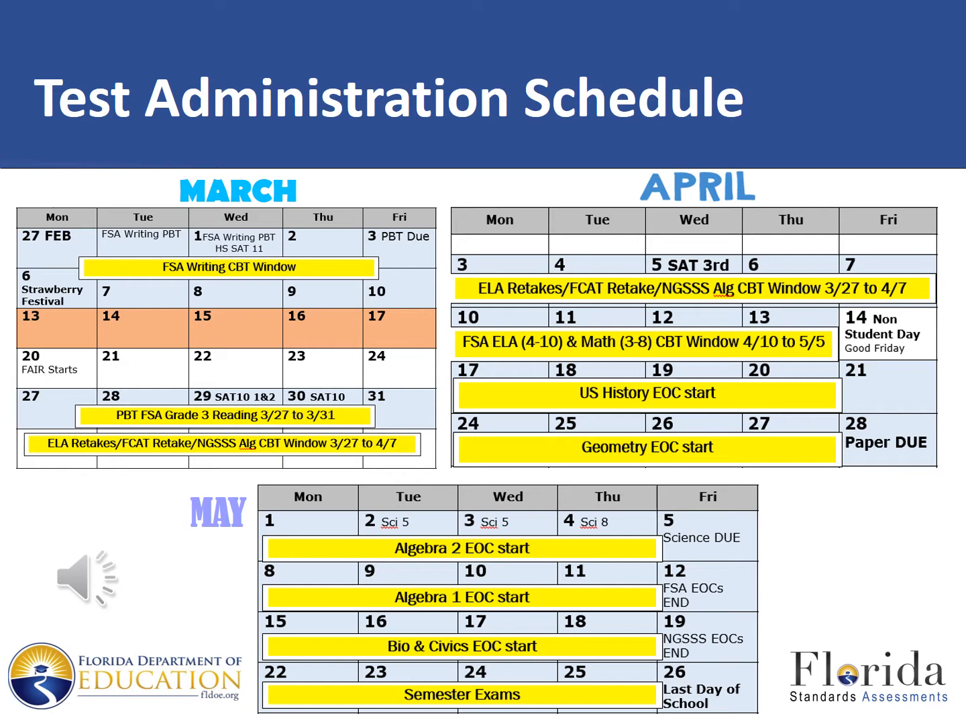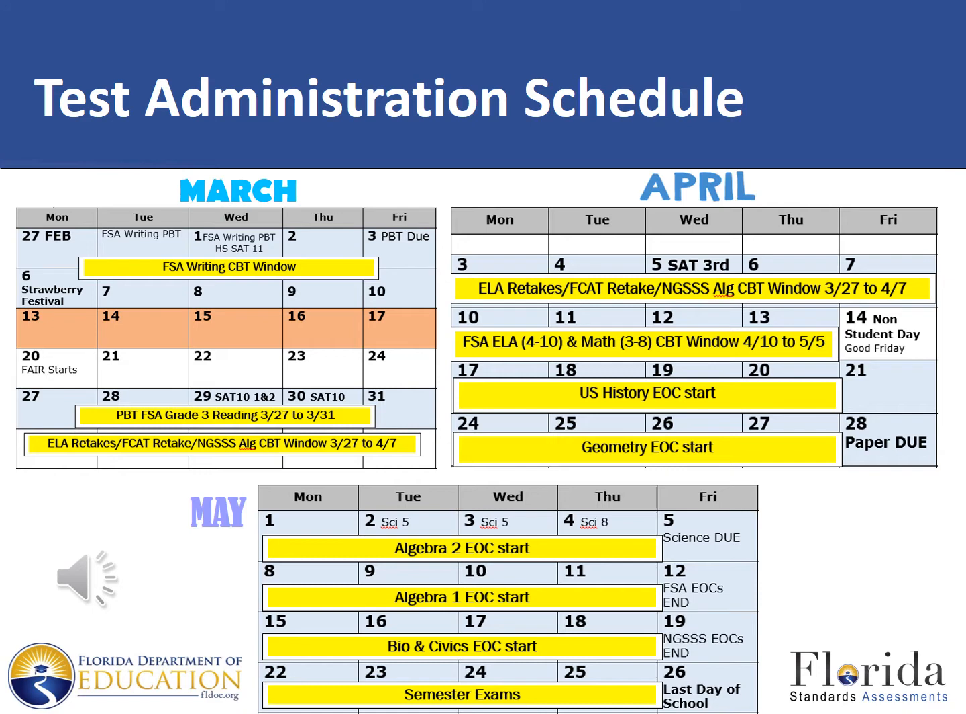To begin, FSA writing for paper pencil testing is on Tuesday, February 28th. It is a one-day test for all students taking the writing test on paper. That includes students in grades 4 through 7 and also anybody who receives writing paper test accommodation. Please be mindful, this is a one-day test with a one-day makeup, and all materials for paper pencil writing tests are due on Friday. They will be picked up by logistics.